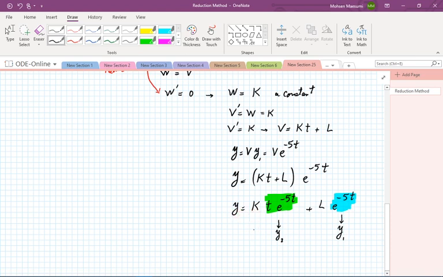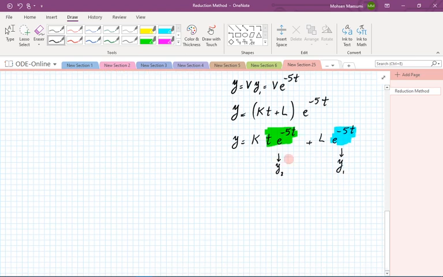Now when you come across this kind of question on WebAssign, if you just enter that, it's fine. If it asks for the general solution, let's make it clear: the general solution will be a multiple of this plus a multiple of that. So the general solution is k times exponential of minus 5t plus L exponential of minus 5t. If it asks for another function, it's perfectly fine to just write the green one. To make it simple, if you always write that, it's always correct.